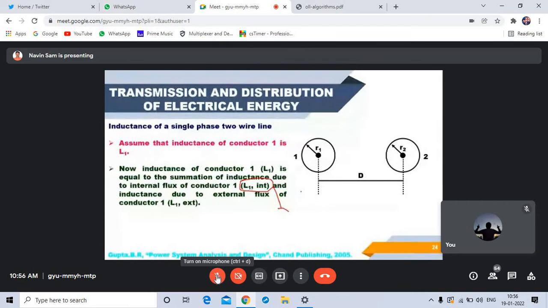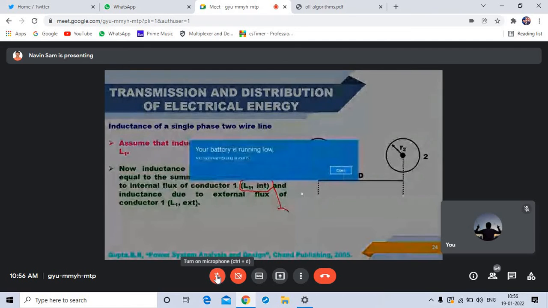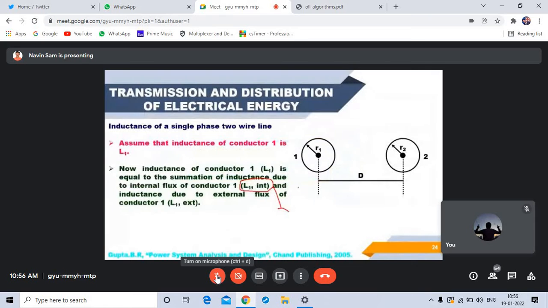Yes. So L1 internal, the inductance due to internal magnetic field, is equal to 0.5 into 10 to the power of minus 7. Don't forget about this. That is the reason why in the beginning we have landed. So you may take down: inductance due to internal flux of conductor 1 is given by L1 internal equals 0.5 into 10 to the power of minus 7 Henry per meter. This is from the previous derivation.